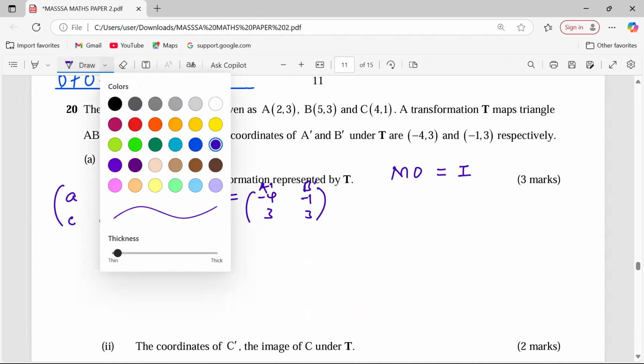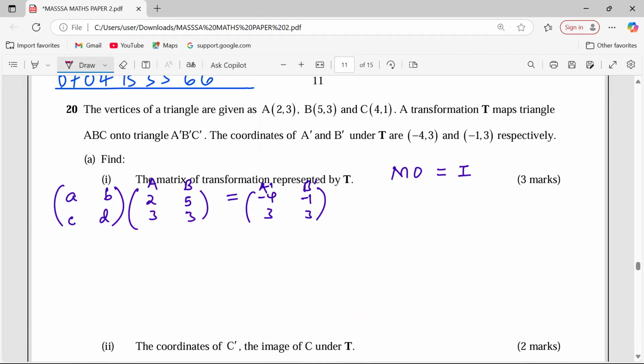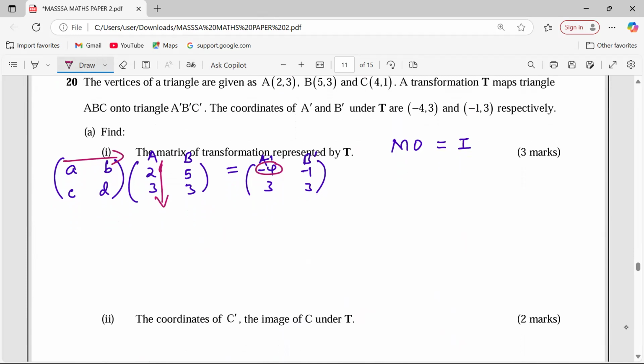So from this expression now, we can find A and B. From the first row, when multiplied by the column, we should get the first element. So A by 2 plus B by 3, we should get negative 4. And again, when we take the same row times the next column, we should get negative 1. So 5 by A and 3 by B should give us negative 1. So with this now, we can eliminate.